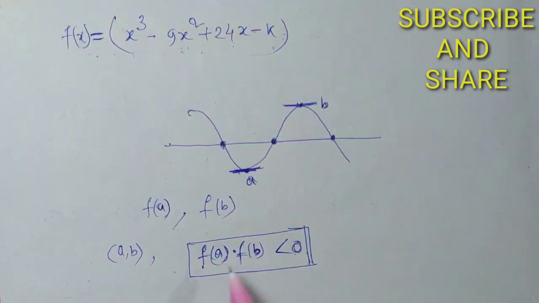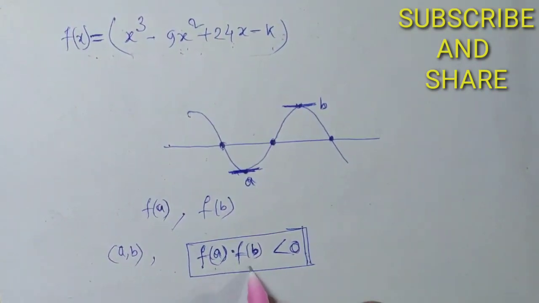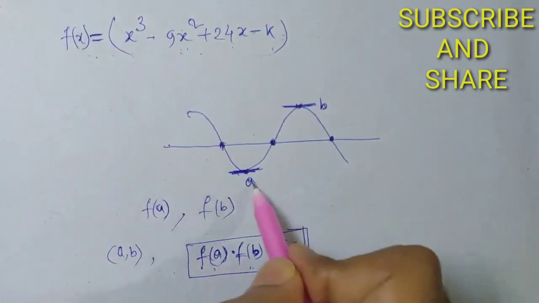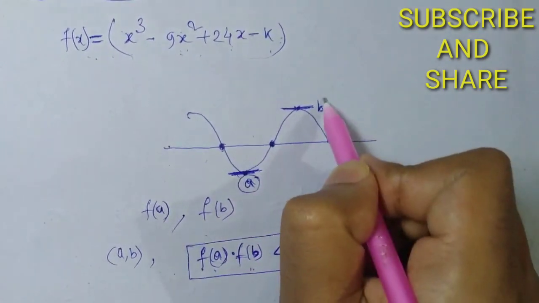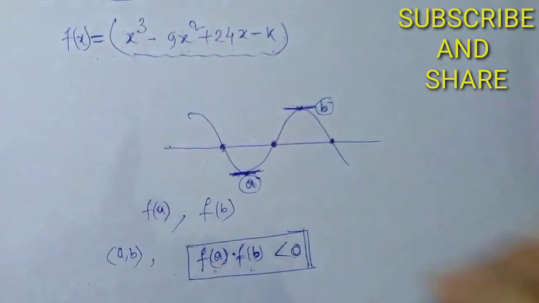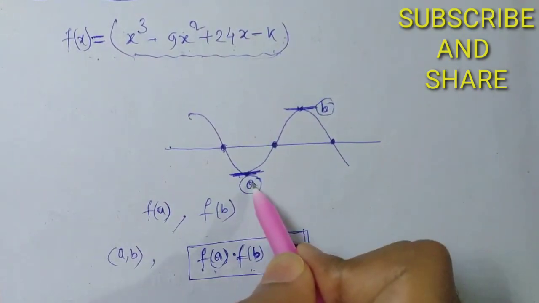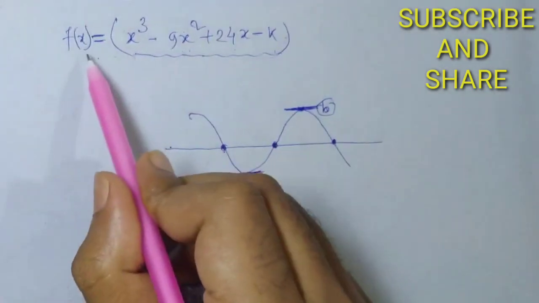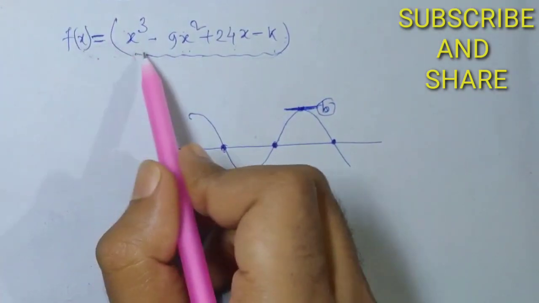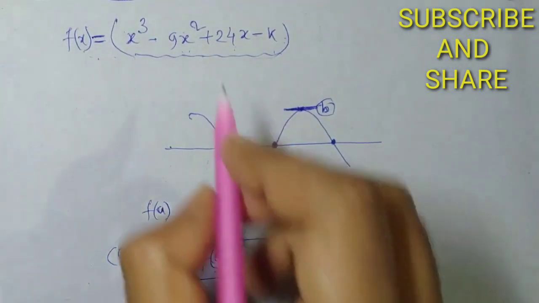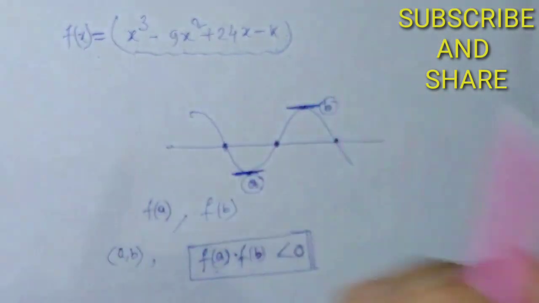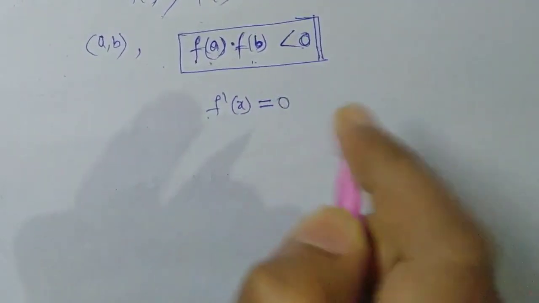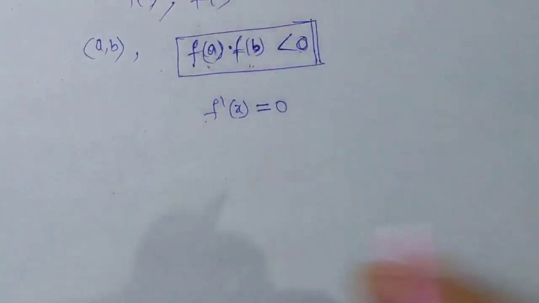So we have to find the values of f of a and f of b. To find f of a and f of b, at first we have to find the point a and the point b from this polynomial. I mentioned that at these points the slope is 0. So for this polynomial function f of x, slope means differentiating with respect to x, that is f dash x. Setting this equal to 0 will give us the values of a and b.